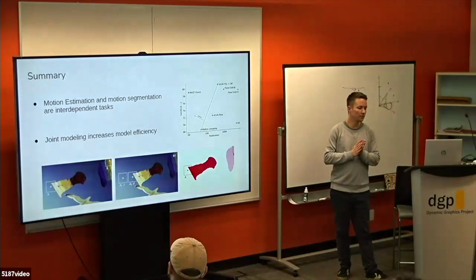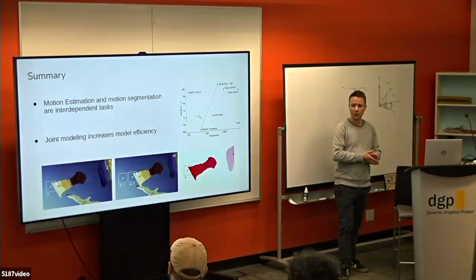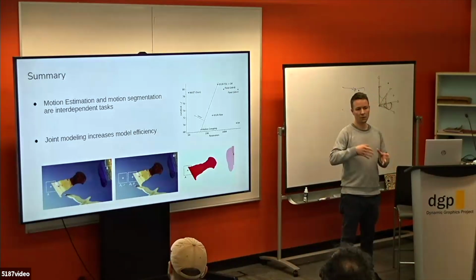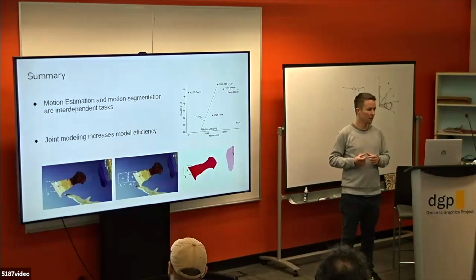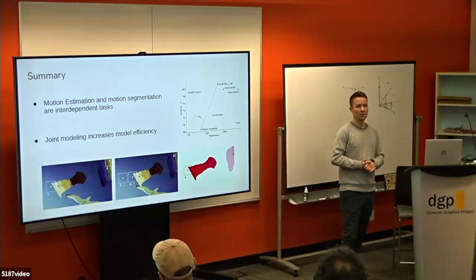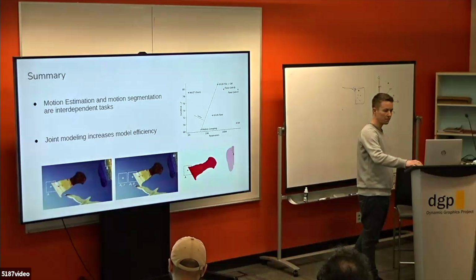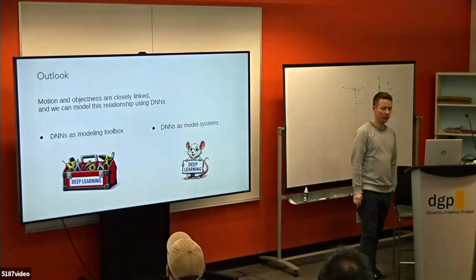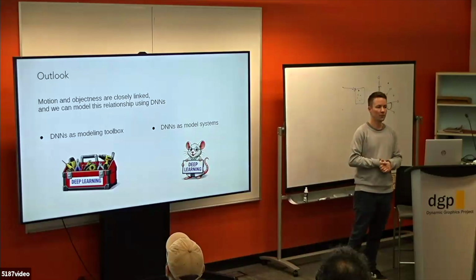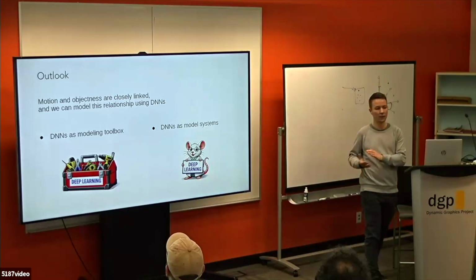Okay, so as a summary, this is a project that's very much on the computer vision side, again demonstrating this recurrent theme that motion and objectness are deeply interlinked, and that when we embrace this interdependence of both problems, we can build a lot more efficient models. Okay, as an outlook, what we've seen through all these projects is that DNNs are powerful tools that we can use to make progress in understanding human vision, by using DNNs as tools or as model systems.